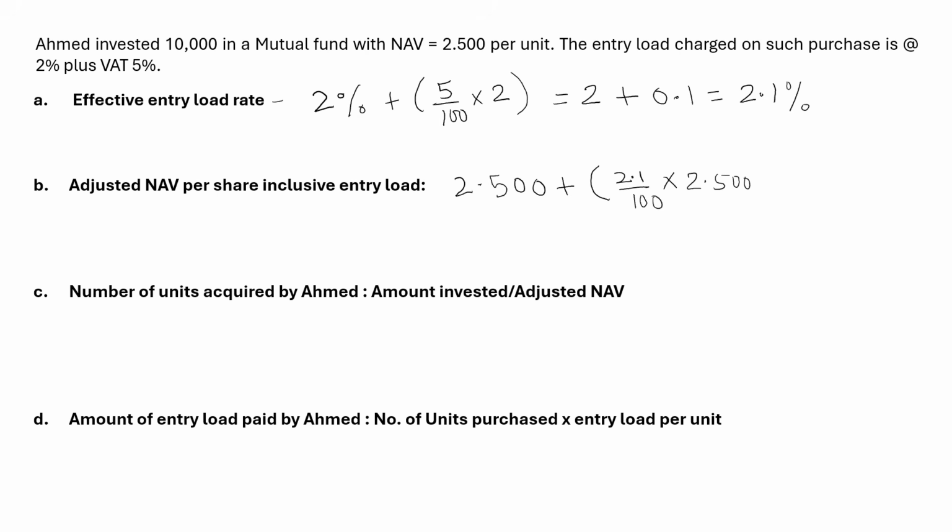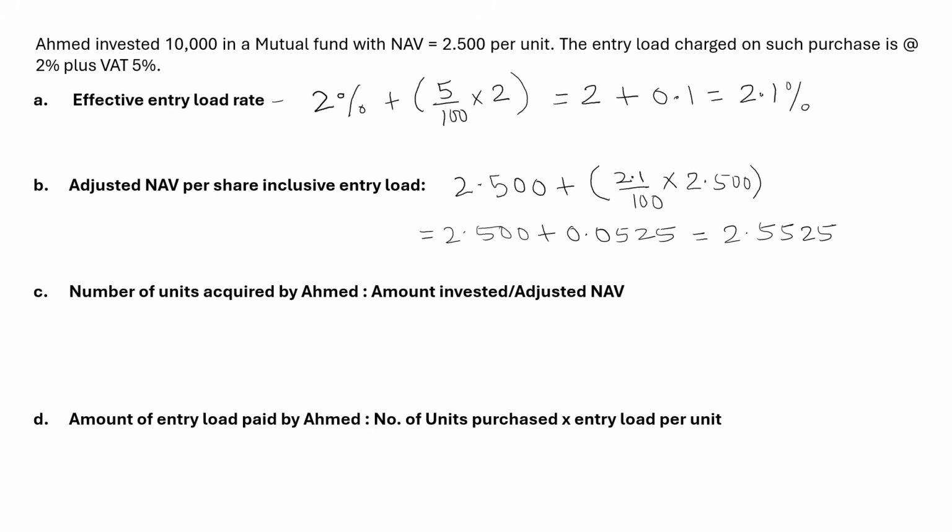2.1% of what? Of NAV, that means 2.5. 2.1% of 2.5. So what will be my answer here? It will come to 2.5 plus 2.1% of 2.5, which is 0.0525. So it will come to 2.5525. I hope it is clear.